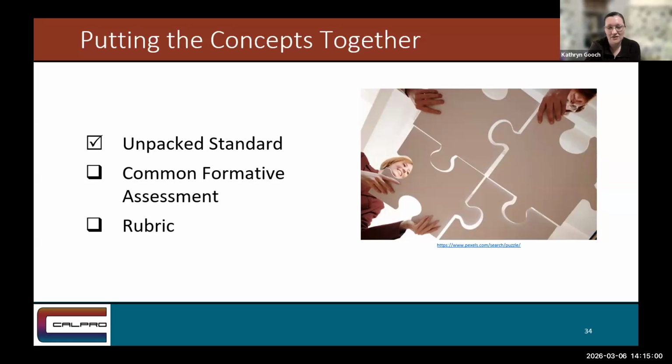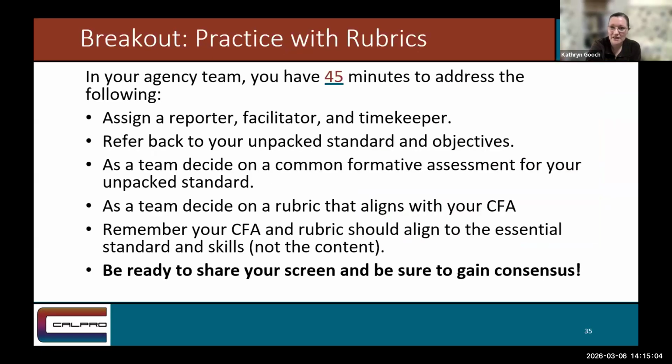So Karen and Sudi have taken us through what constitutes a common formative assessment and then what a rubric can look like. And I think the refrigerator example is really helpful. So just keep that in mind as we move forward. So with your team, you're going to now have, you said 40 minutes, I think? 45. 45. Okay. So you're going to have 45 minutes.